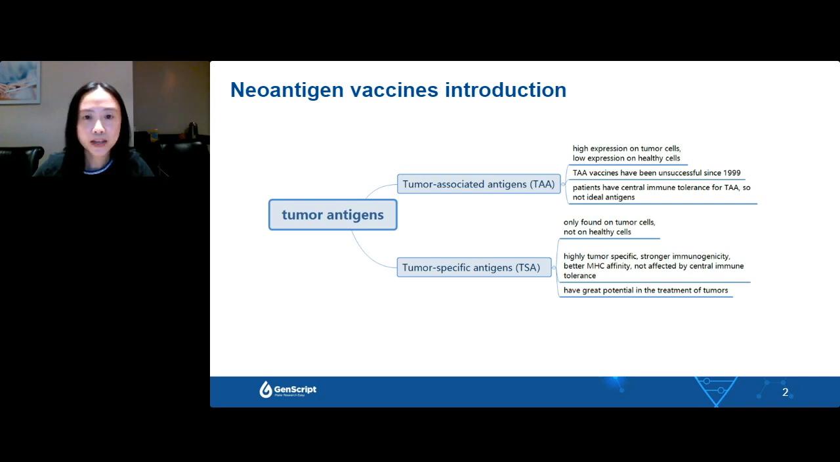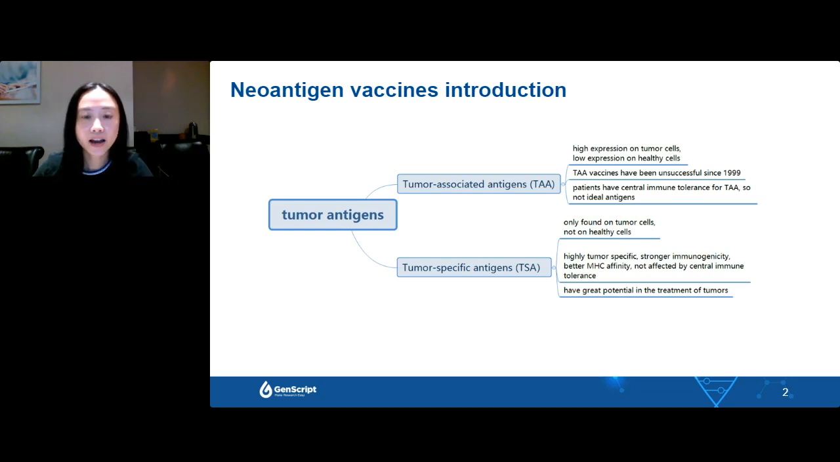TAA is highly expressed in tumor cells, but also has some low expression on healthy cells. Previously, TAA was the antigen researchers used to develop vaccines, but it hasn't been very successful since 1999. The reason is that patients have central immune tolerance for TAA, so it's not an ideal antigen.